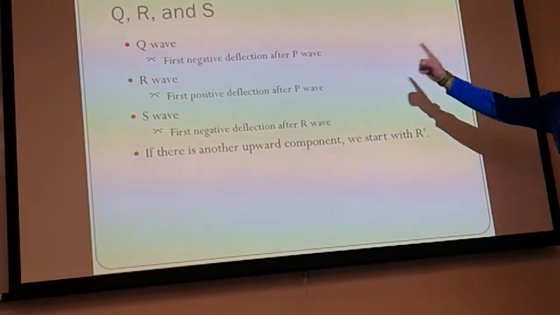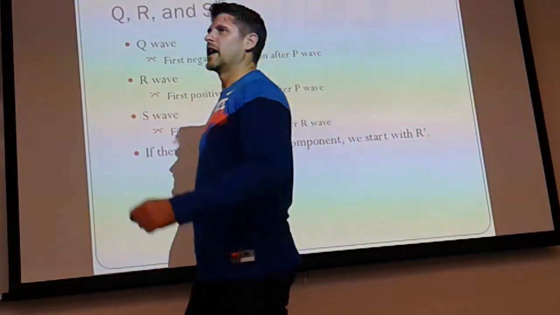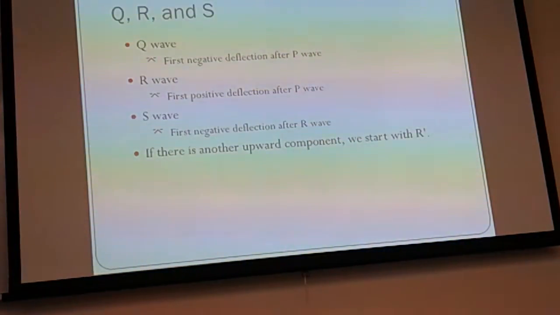So the Q wave is always, and listen to my definition carefully, it is always, except for in one circumstance, the first negative deflection after the P wave if the first deflection after the P wave is negative.